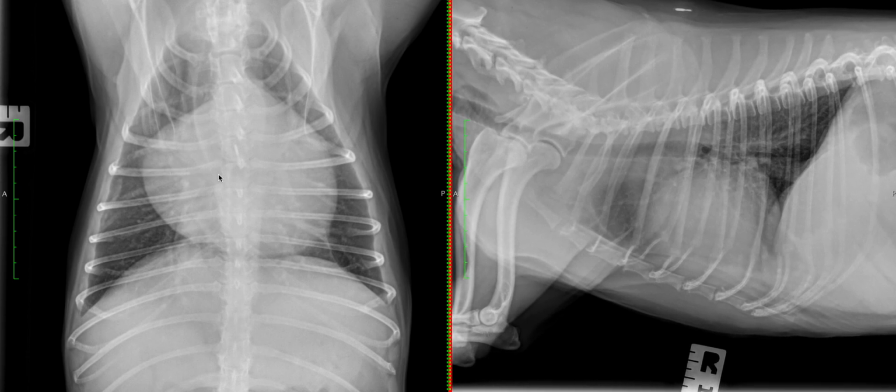The cardiac silhouette is increased in width on all views. We also observe that it has a generally round shape on all views, with loss of distinction of the cardiac apex. The cardiac silhouette is increased in height, which results in dorsal displacement of the terminal trachea. There is generalized increased sternal contact of the cardiac silhouette.